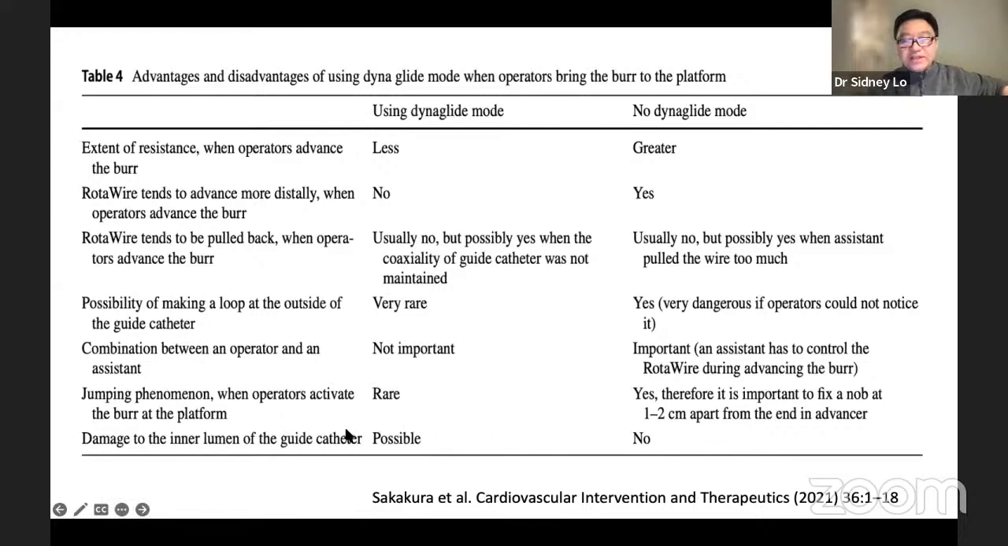Actually, I've been doing a lot of Dynaglide one-handed now, with the clip into the advancer. There is a small possibility of cutting in the guiding catheter if you're aggressive with this burring size, but there's no tension in the system. If you're having a two-man job, not using Dynaglide, you have to be careful and release the potential energy stored and release the tension. Otherwise, it can jump, and therefore you can cough into the lesion.